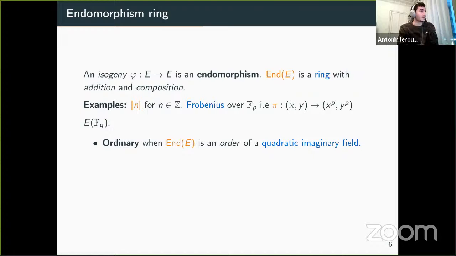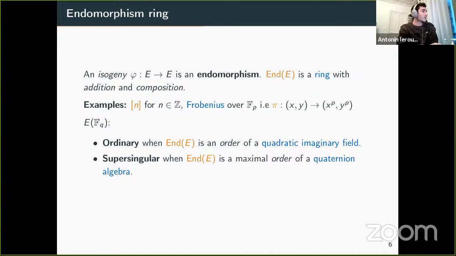so this is basically a two-dimensional object, we say the curve is ordinary. And when it is an order in a quaternion algebra, so a four-dimensional object, then we say the curve is supersingular. And today we're going to talk only about supersingular curves. And actually, all modern-day isogeny-based cryptography is based on supersingular curves.